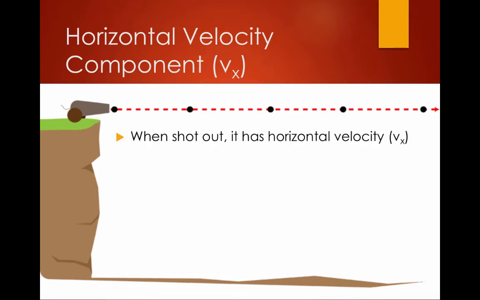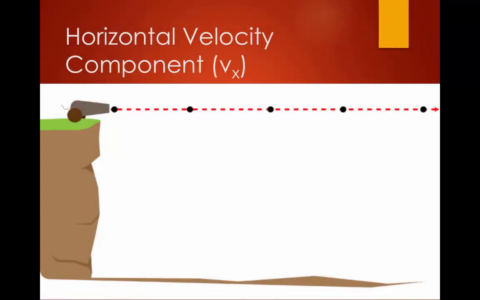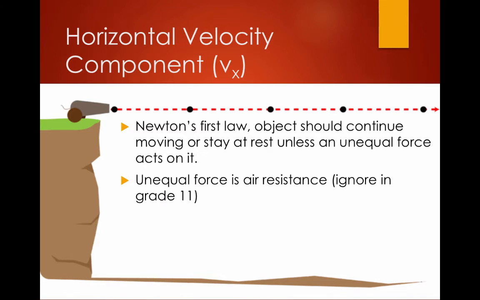Now, if there is no force acting on the cannonball, it will continue traveling in a straight line, as per Newton's suggestion. In fact, if it had no horizontal velocity component, it would simply be an example of an object in freefall, falling due to the unequal force of gravity acting on the cannonball. Since we know the cannonball does not travel in a straight outward line, based on Newton's first law, there must be an unequal force acting on it. One unequal force may be air resistance, but in grade 11, we ignore it because of its complex effects on projectiles. We term this as being ideal conditions.